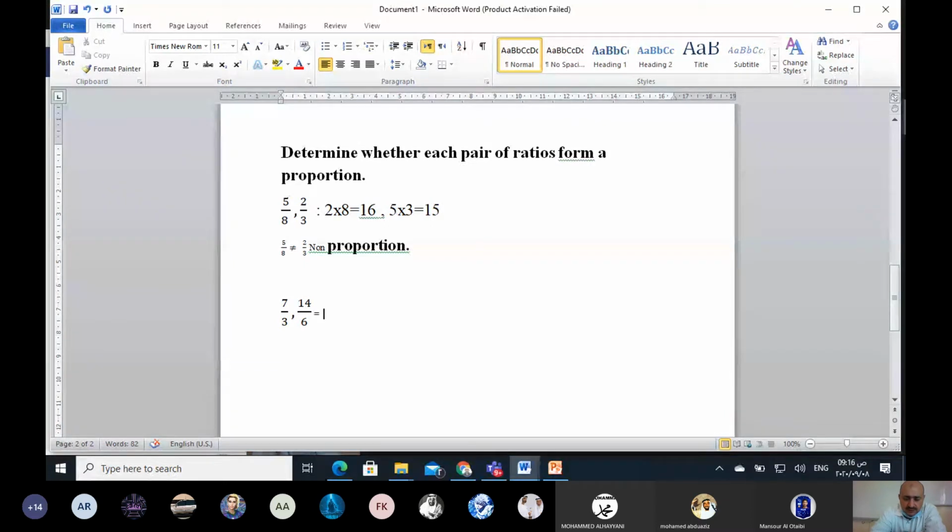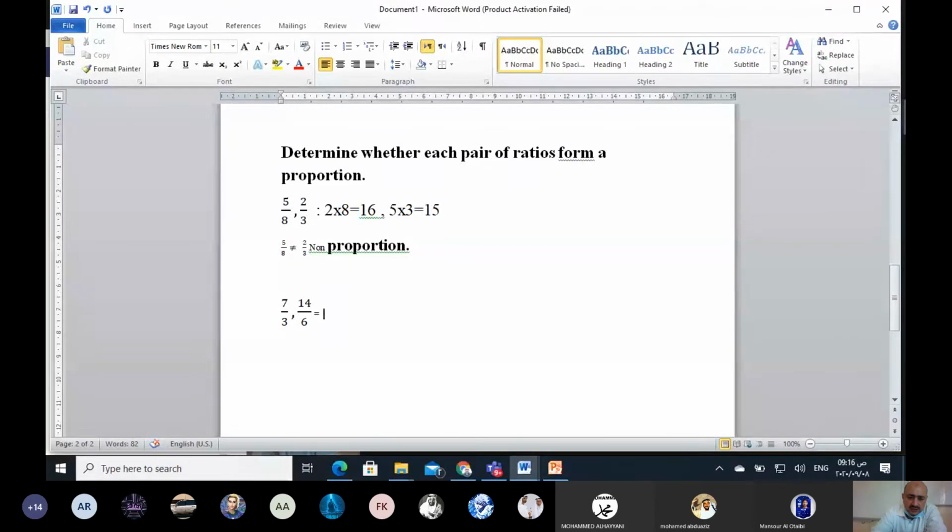Mister, proportion. Yes. Mister, proportional. Yes, thank you. Mister, it's equivalent. So it is proportional. Yes, great. Who has another answer?